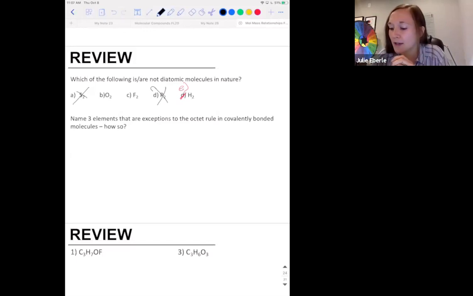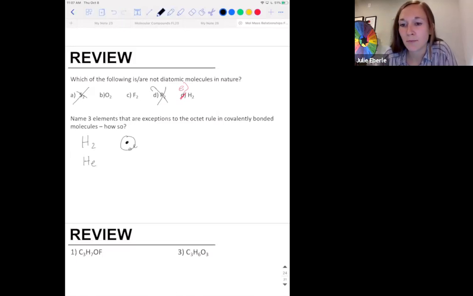Kathleen, thank you. Hydrogen and helium are 2 exceptions. Okay, if we draw a picture, there's the nucleus, there's the first energy shell. And remember, these only hold 2 electrons, not 8. So they're an exception to the octet rule because they're full when they have 2 electrons in the outer shell. So those are exceptions. Can someone name another one?